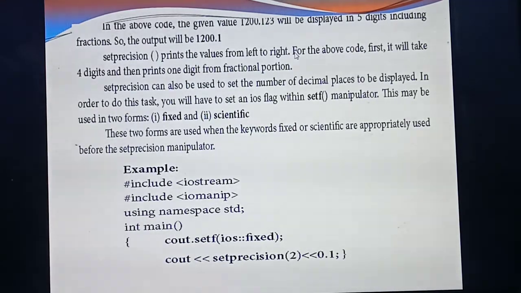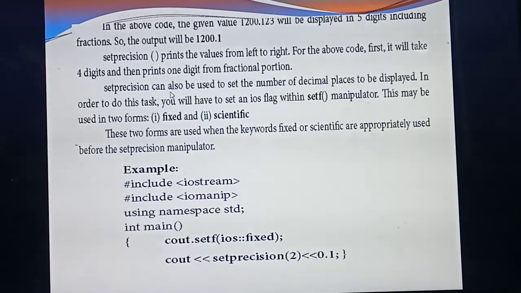Okay, so no need to bother about the decimal point or number, everything. But how many digits you give in setprecision matters. If you give setprecision of 4, it will print only 4 digits. Setprecision of 6 means it will print 1200.12. Understood? Based on those numbers, it will count and print the output. Understood?